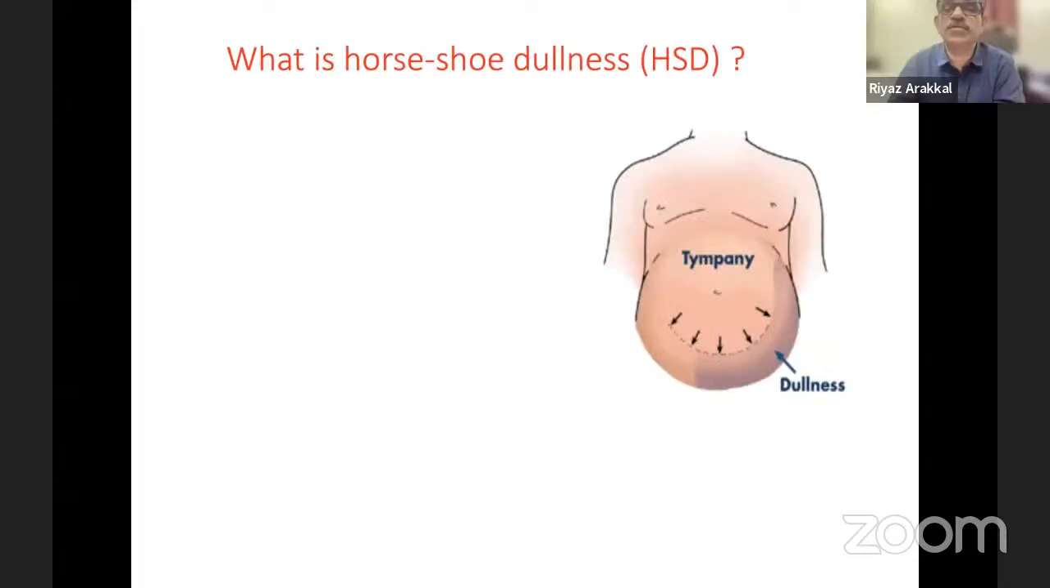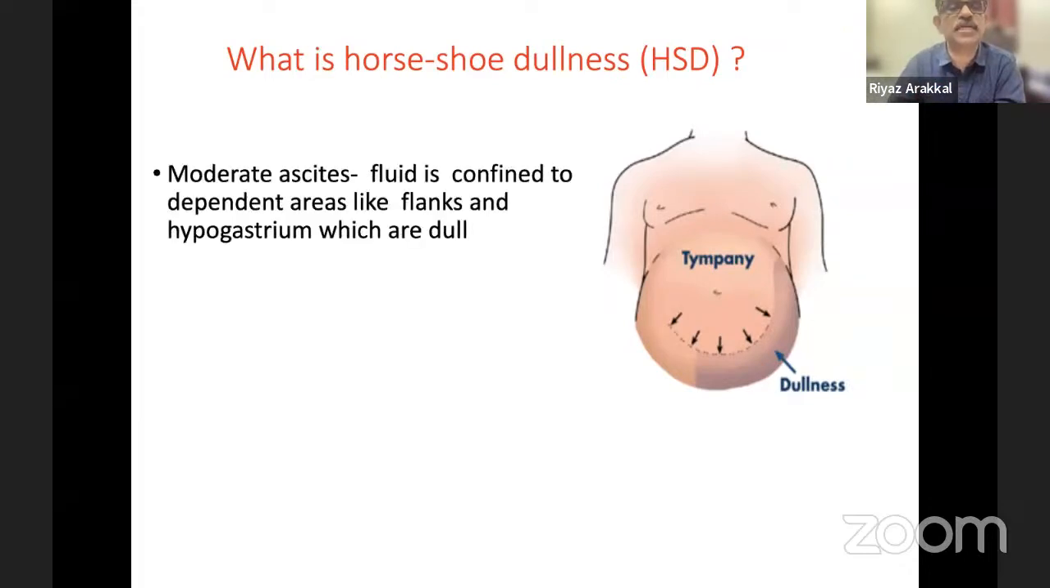Now, what is horseshoe dullness? We have mentioned horseshoe dullness. Anybody heard of horseshoe dullness? I think this also requires some amount of explanation. What is horseshoe dullness?